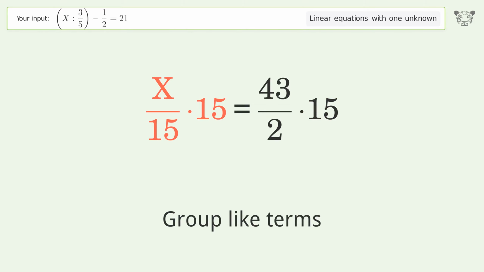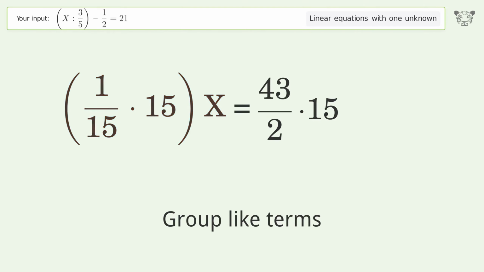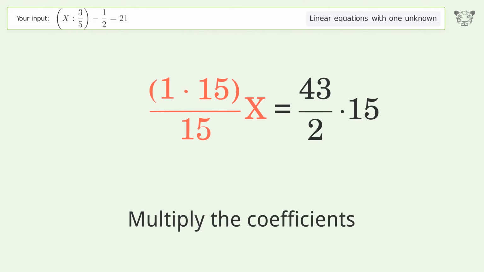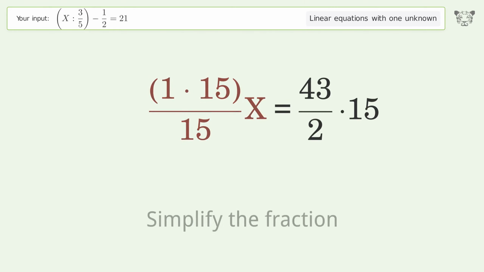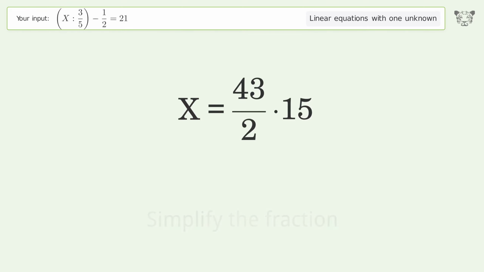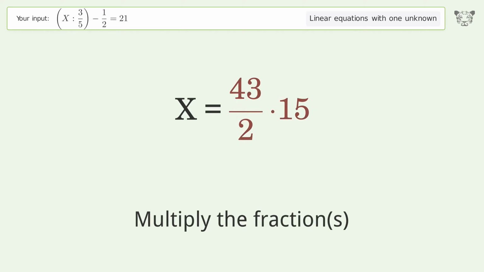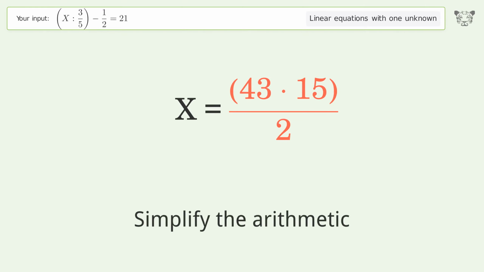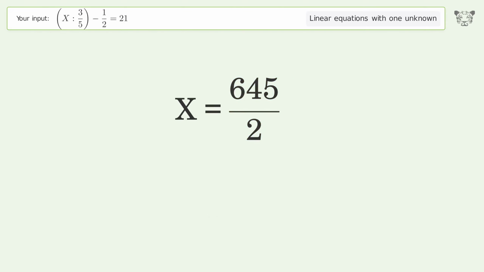Group like terms. Multiply the coefficients. Simplify the fraction. Multiply the fractions. Simplify the arithmetic. And so the final result is x equals 645 over 2.